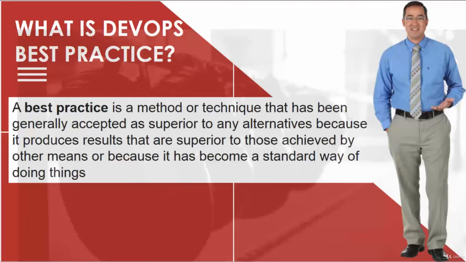So two things about best practice, right? It's a generally accepted principle by means of its superiority to any alternatives. And the reason why? Because it produces results that are superior to those achieved by other means of doing things. And the other part of a best practice is that it has become a standard way of doing things. I tend to incline towards the first part, right? It produces results. So any practice that produces concrete results, or efficient results, effective results, is actually a best practice that one should follow.